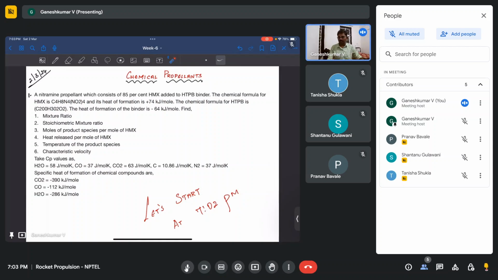Before I begin, if you have any quick questions, I am open for that. Does anyone have any questions? I think we have around 3 students here. Maybe more will join soon.